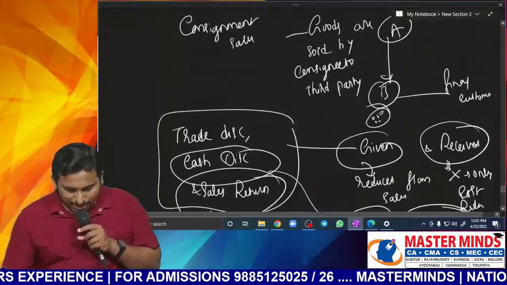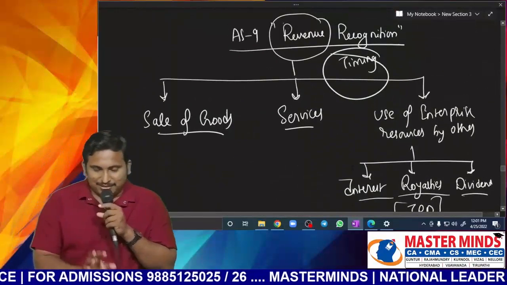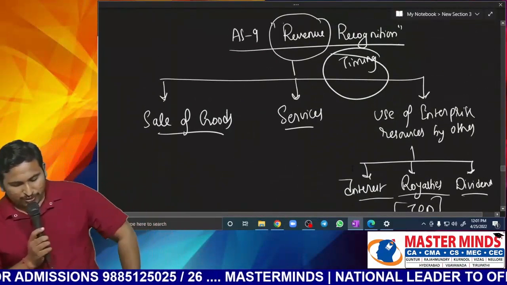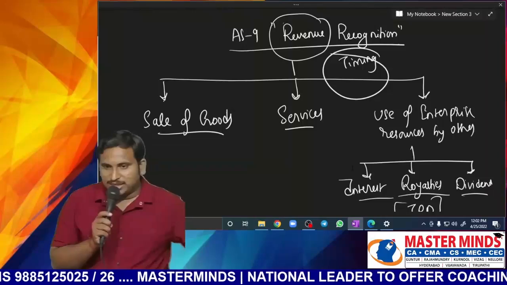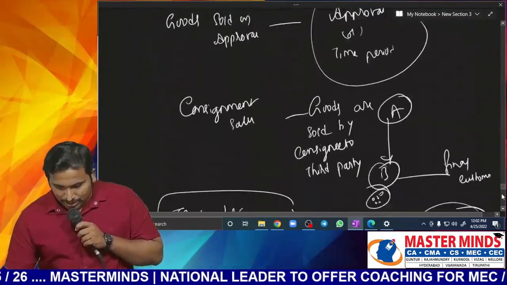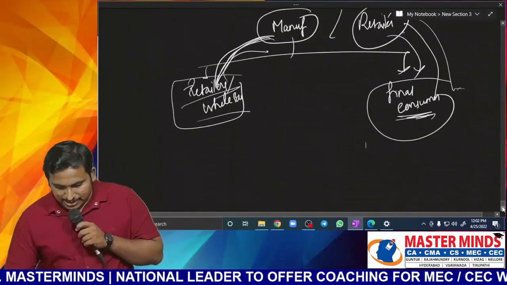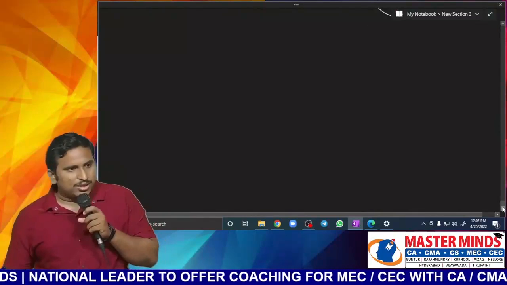Let me move to the other 2 types of revenues we are having. What are the other 2 types, sir? One is services, the other one is use of enterprise resources by others. First, let us talk about services. Now, let me tell you, sir, how do we recognize revenue in the case of services? Here also 3 conditions only. What are the 3 conditions?